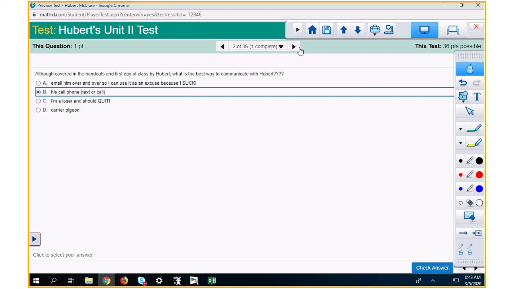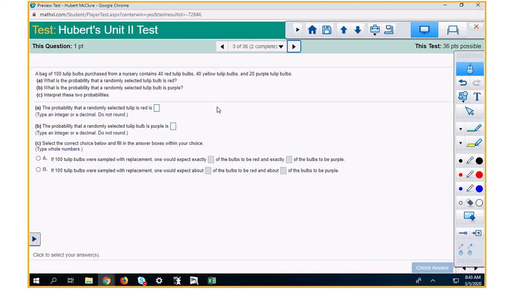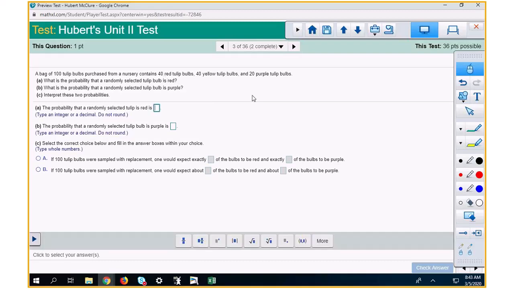A bag of 100 tulip bulbs purchased from a nursery contained 40 red, 40 yellow, and 20 purple. What is the probability that a randomly selected tulip bulb is red? Well, that's 100, so where's red? 40 over 100, which is 0.4. The probability that a randomly selected tulip bulb is purple? Well, that'd be 20 over 100, that'd be 0.2.